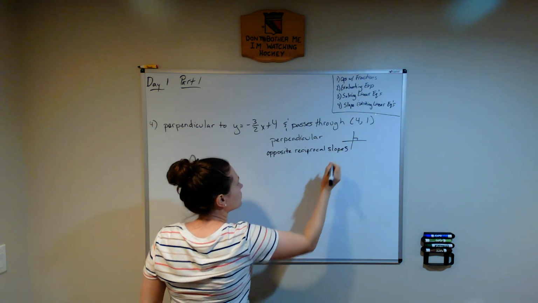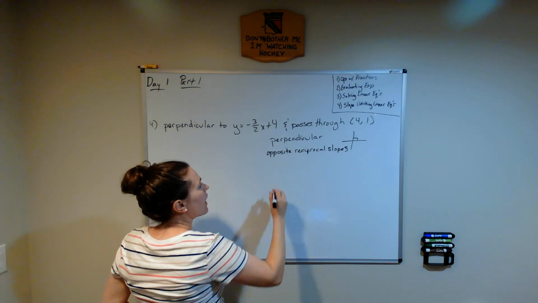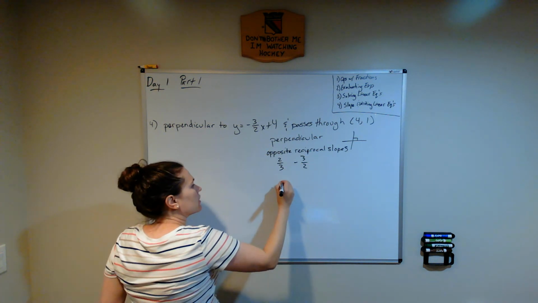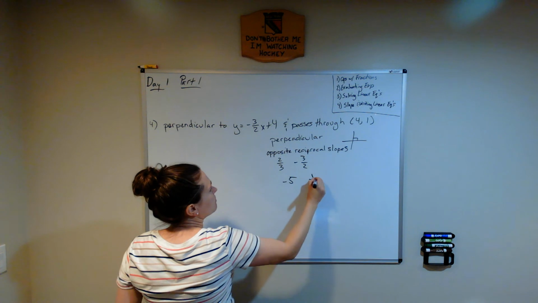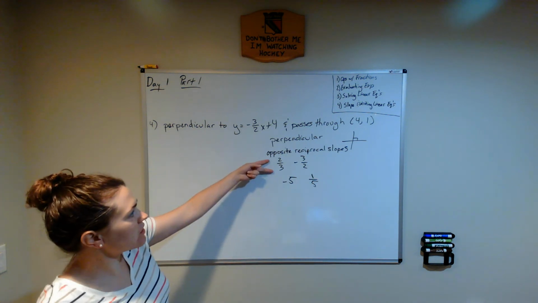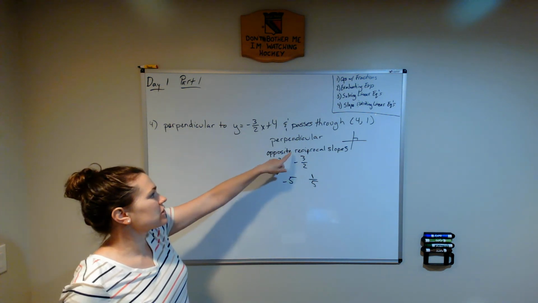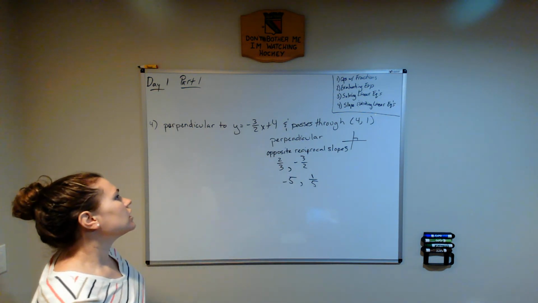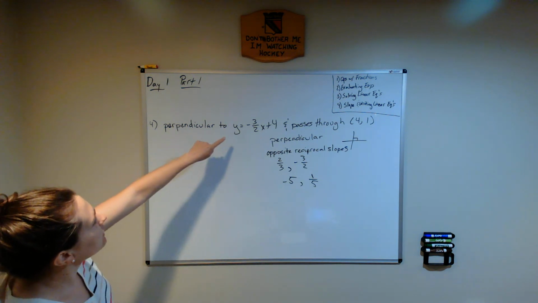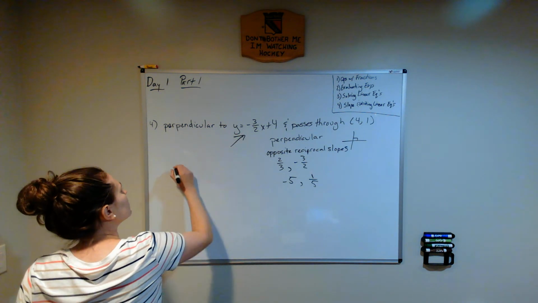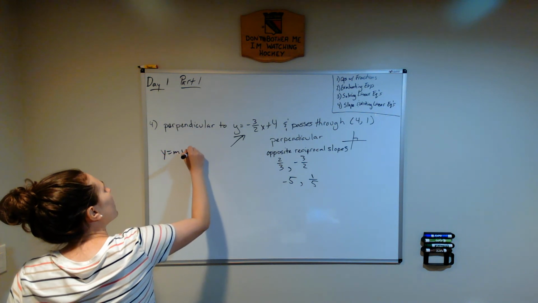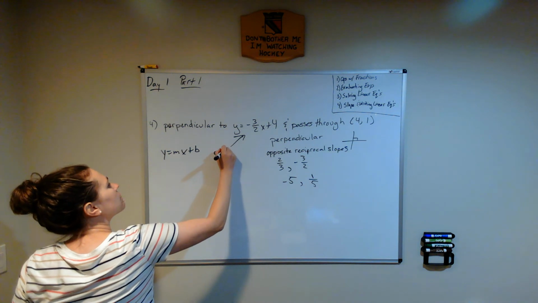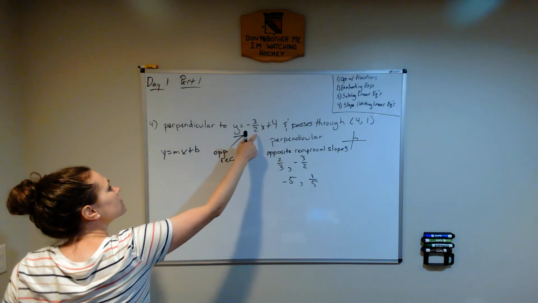Okay, so opposite reciprocal slopes would be, if you had 2 over 3, the opposite reciprocal of that would be negative 3/2. Negative 5, the opposite reciprocal of that would be positive 1/5. Reciprocal means you flip the fraction. Opposite means you change its sign. So these are examples of opposite reciprocals. So if you need to be perpendicular to this line, that means the line that we are writing the equation for, if it has to be perpendicular to this, it has to have the opposite reciprocal of this line.